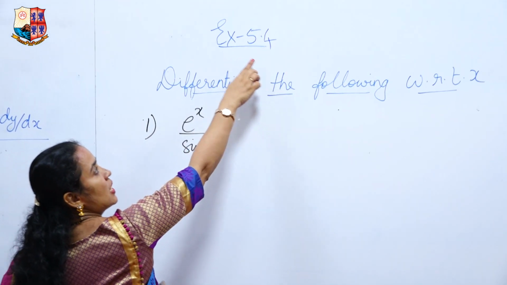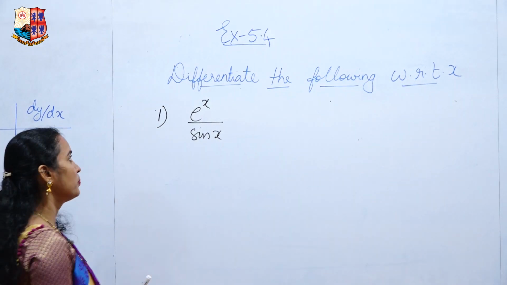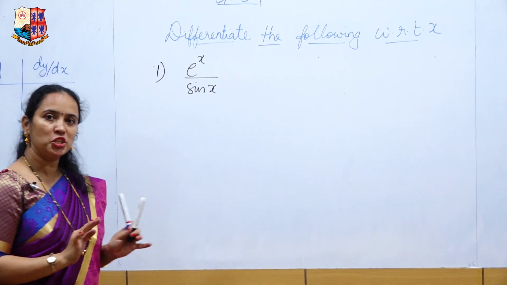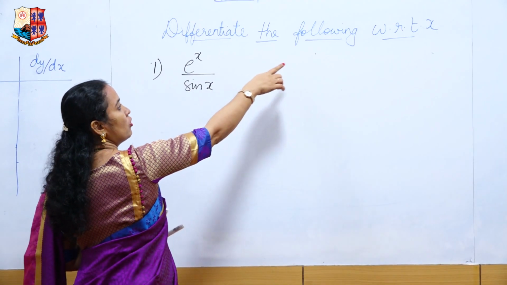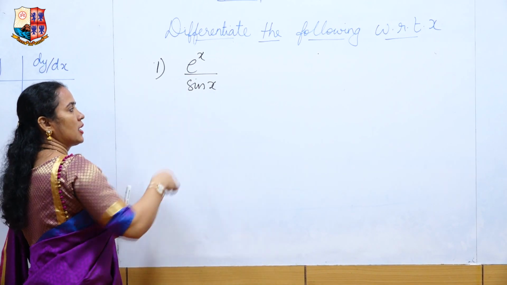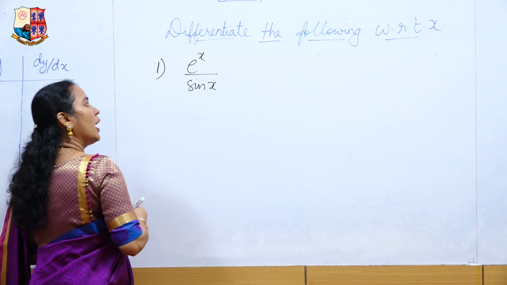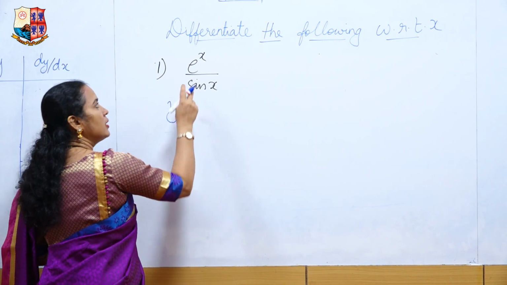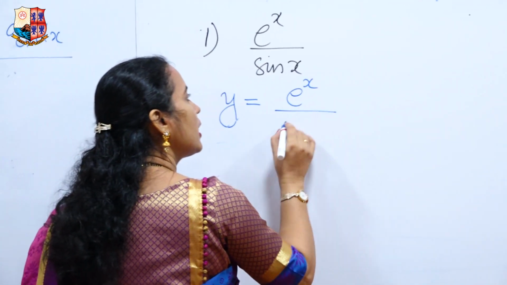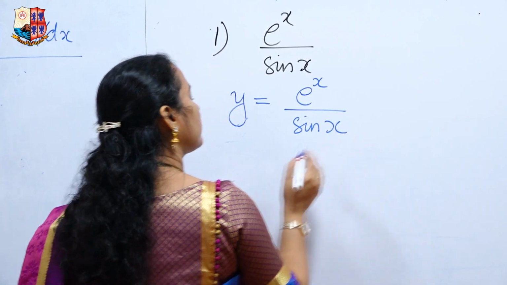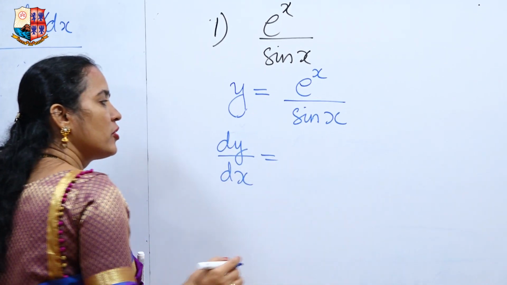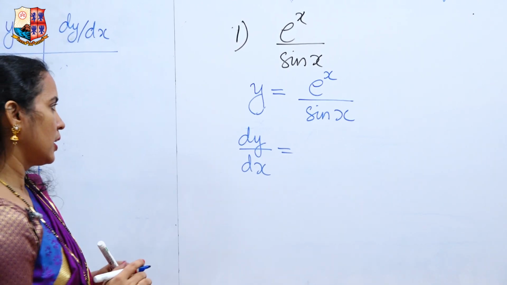Let's go for exercise 5.4 from your textbook. Because in 5.4 we will be using chain rule again, only chain rule. Differentiate the following with respect to x. e to the power x by sin x will be your first problem. You know the first step, take the given function as y. So y is equal to e to the power x by sin x. Differentiate y with respect to x. Don't forget to write dy by dx.